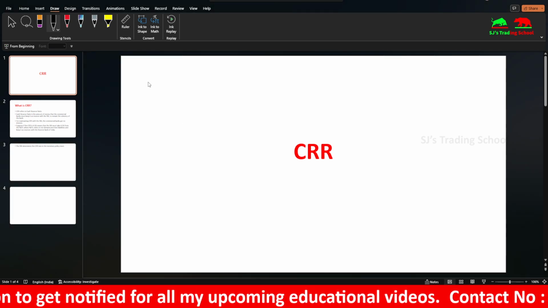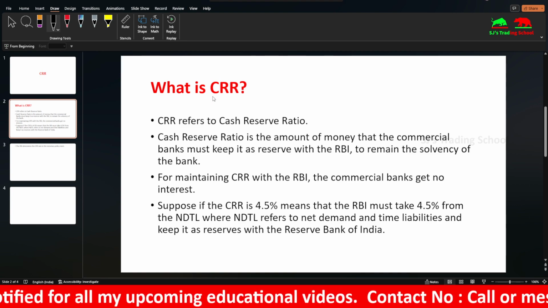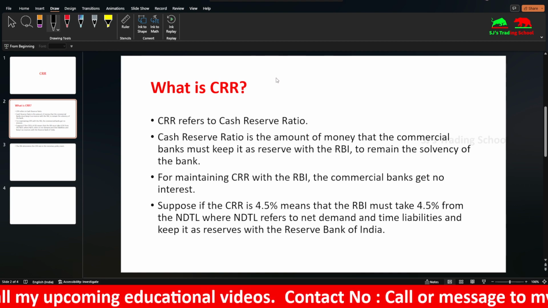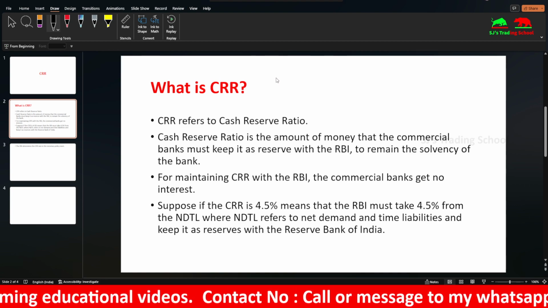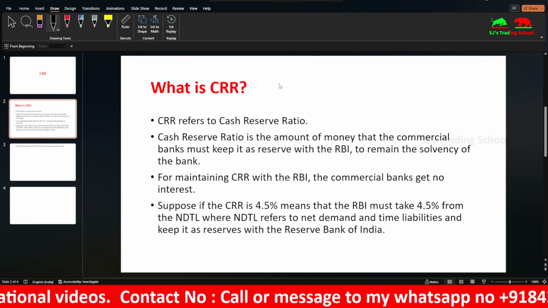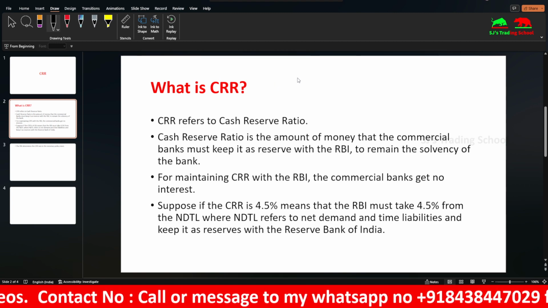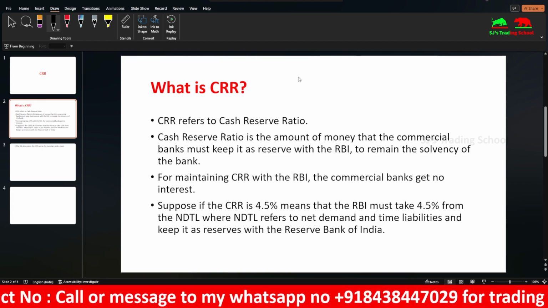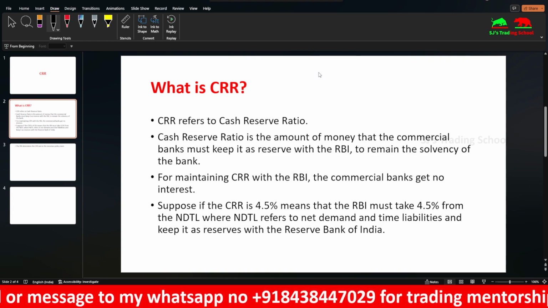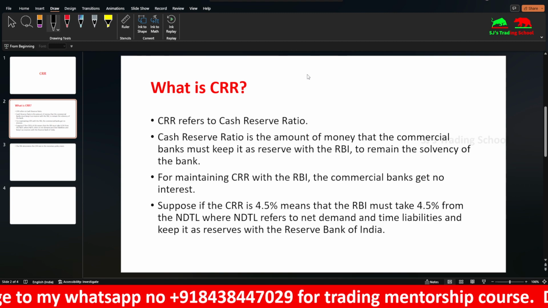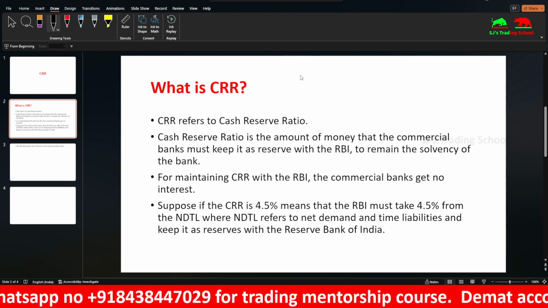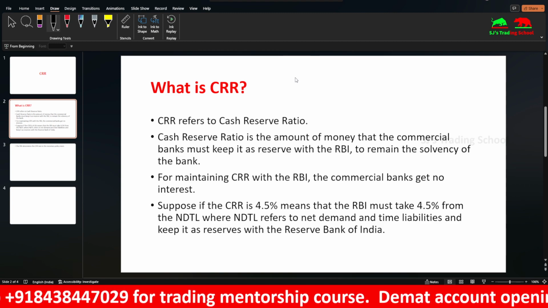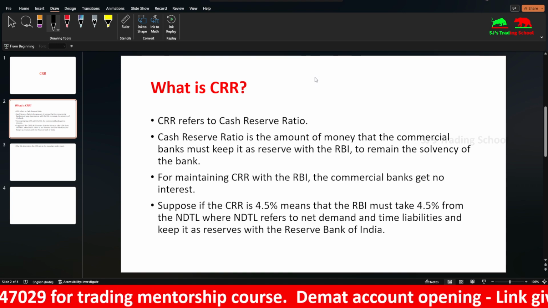So what is CRR? CRR refers to cash reserve ratio. Cash reserve ratio is the amount of money that the commercial banks keep as a reserve with the RBI. In India, the central bank is the RBI; in other countries, it might vary. To maintain the solvency of the bank, this is done by the RBI. For maintaining CRR with the RBI, the commercial banks get no interest.